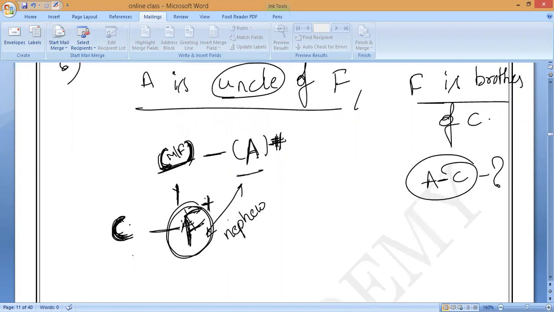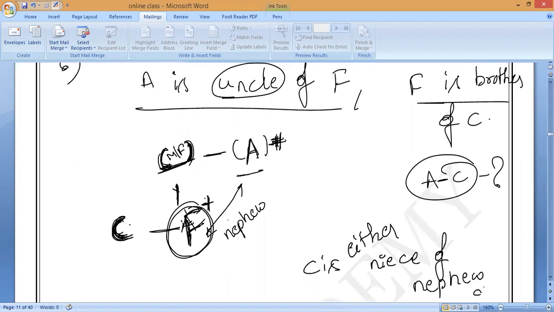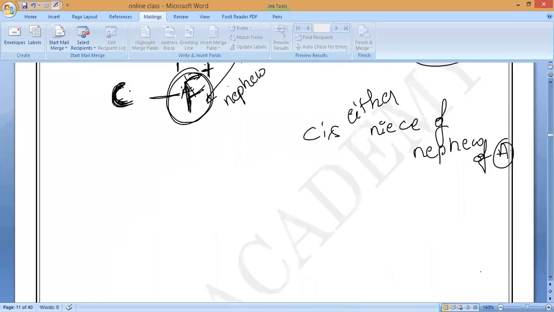Yes, ma'am. Okay, understand? C is either niece or nephew. We don't know the gender. Either niece or nephew of A. Do you understand? Shall I go to the next one? Yes, ma'am. Next.